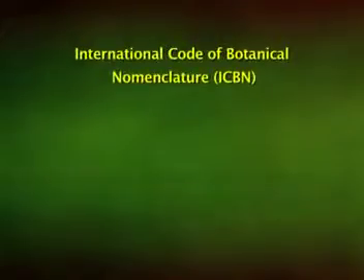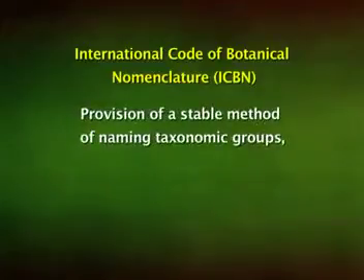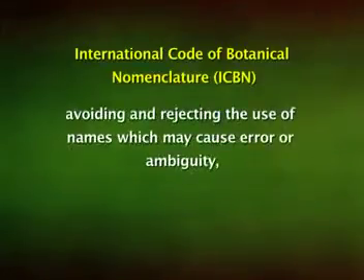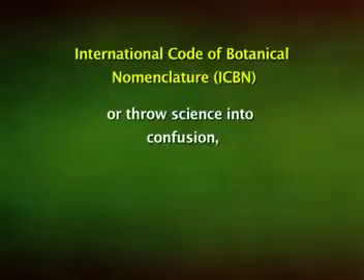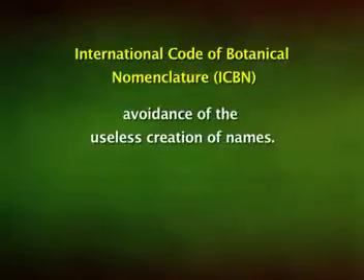The International Code of Botanical Nomenclature aims at the provision of a stable method of naming taxonomic groups, avoiding and rejecting the use of names which may cause error or ambiguity or throw science into confusion. Next in importance is the avoidance of the useless creation of names.